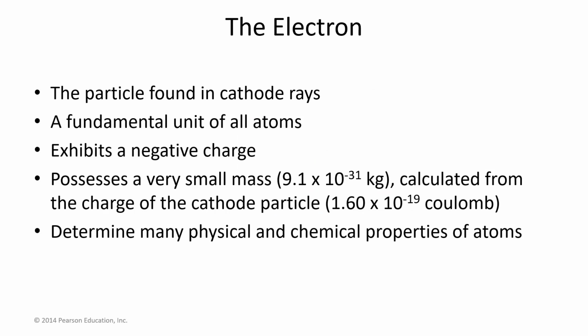So from all of this research we talked about, we know that the particle is found in cathode rays. That was our electrons. It is the fundamental unit of all atoms. It is negative. We know its mass, and we know it's charged. And so all of these are just very important chemical and physical properties. But basically, the electron exists.